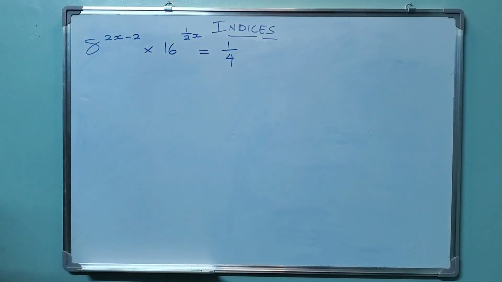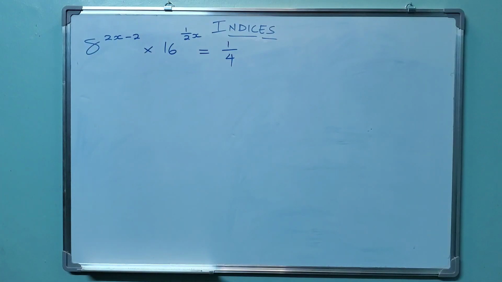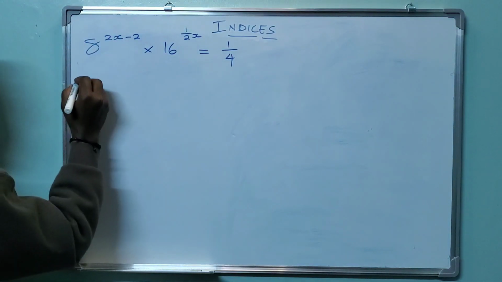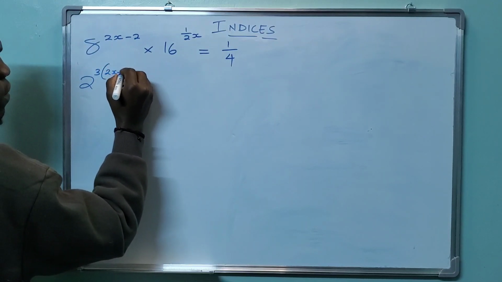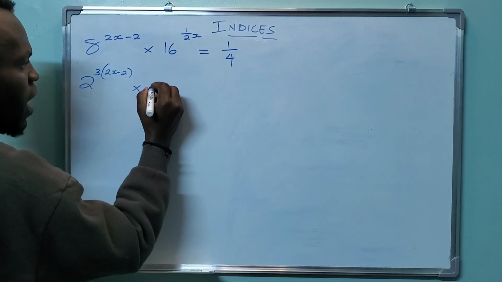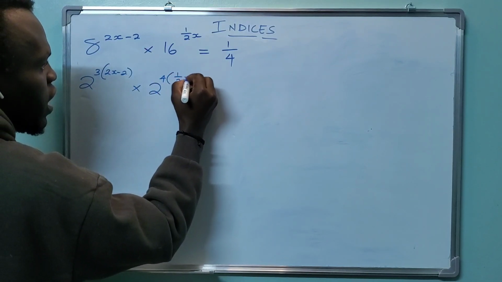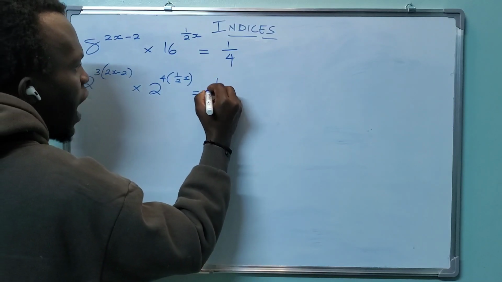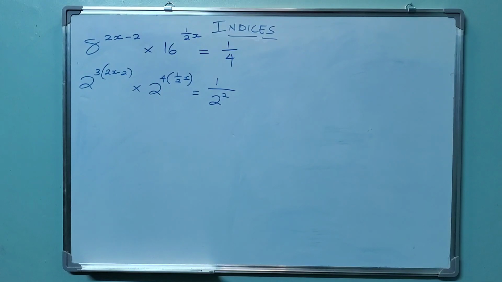Now, first of all here, we are going to consider our bases as 8, 16, and 4. Let us make 8, 16, and 4 to the same base. Remember, 8, 16, and 4 can be made to base 2. Which means I'm going to have here 2 raised to power 3 into 2x minus 2 multiplied by 2 raised to power 4 into a half x being equal to what? 1 over 2 raised to power 2, because 4 is 2 raised to power 2.